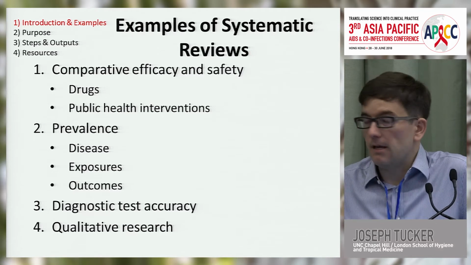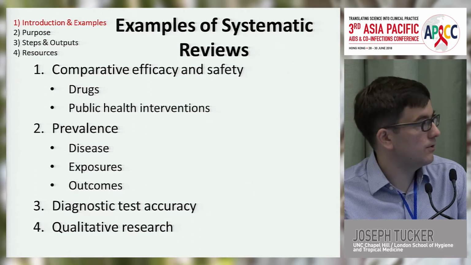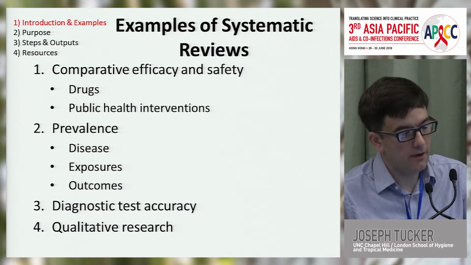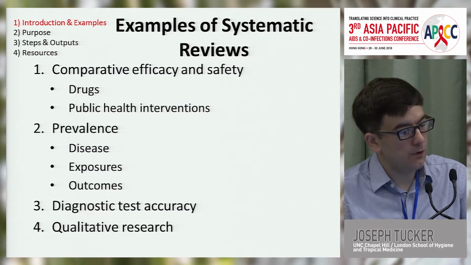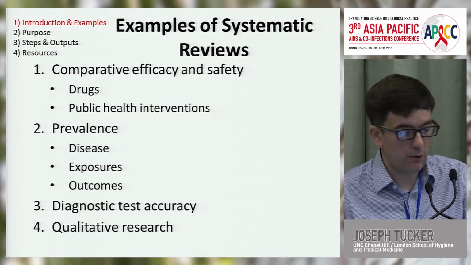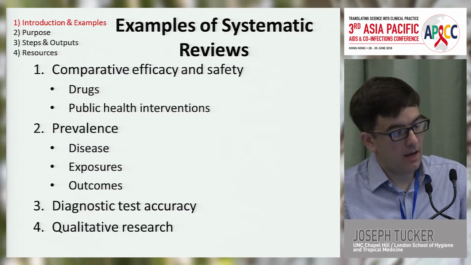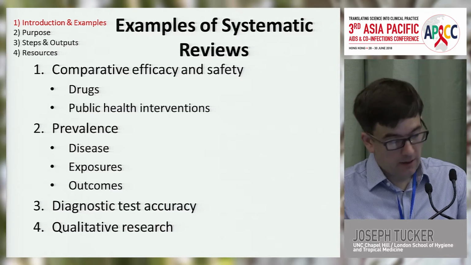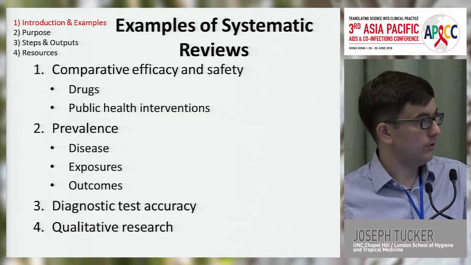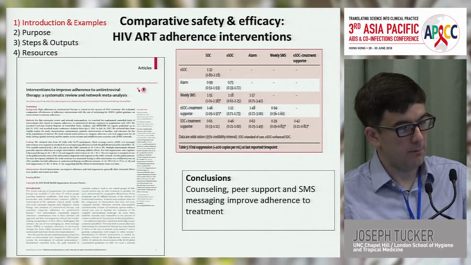So what are some examples of systematic reviews? Comparative efficacy and safety studies, looking at drugs, looking at public health interventions. Prevalence, so how common is a disease or different outcomes, diagnostic test accuracy, even qualitative research. So I'll give you an example of that in just a minute.